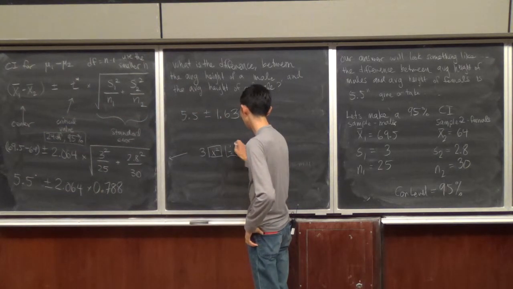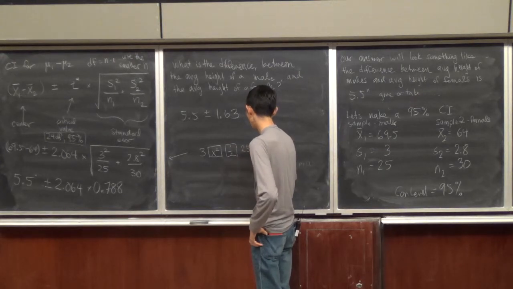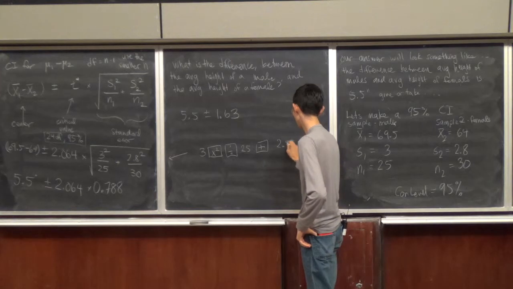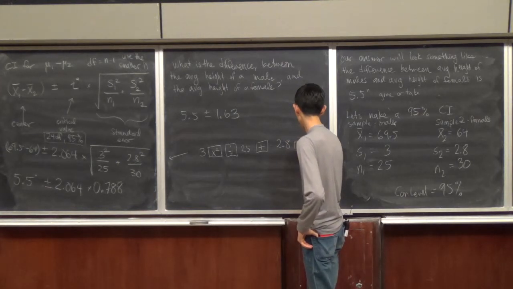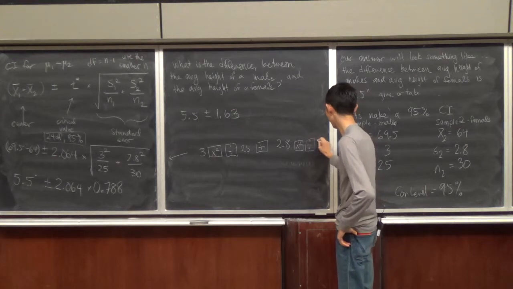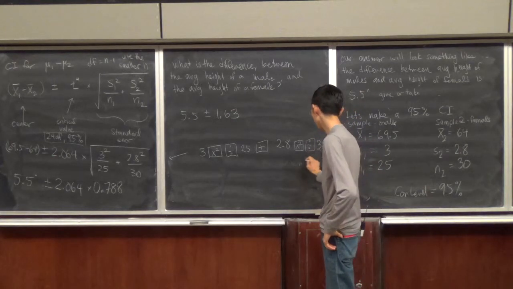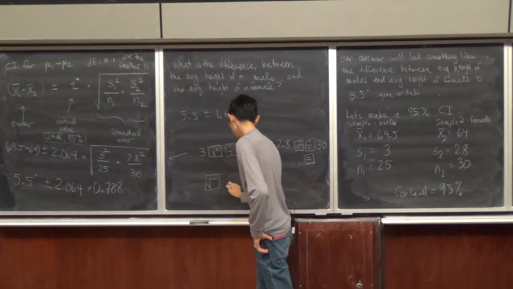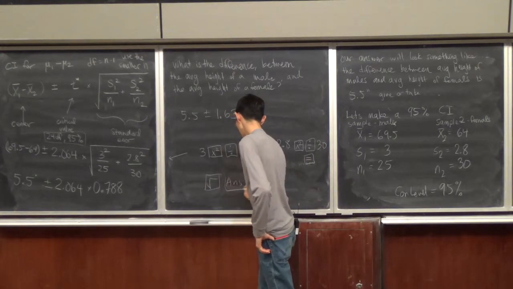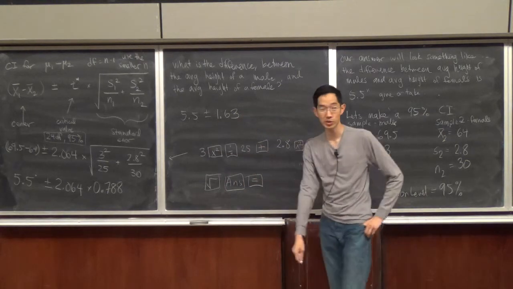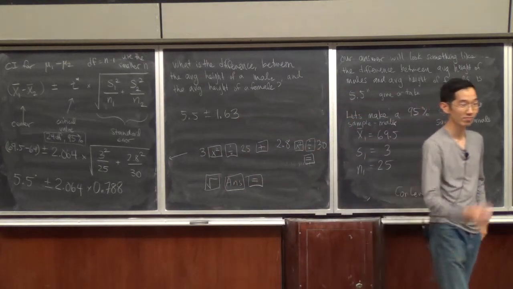divide sign, 25, plus 2.8, square button, divide sign, 30, and then hit equals, and then hit square root button, answer, equals. And you should get 0.788. Yes, good.